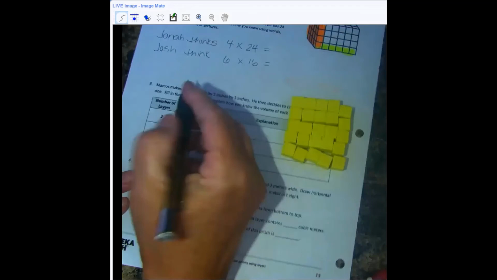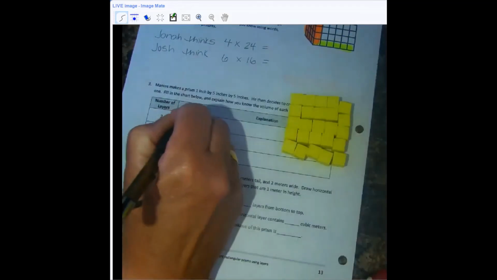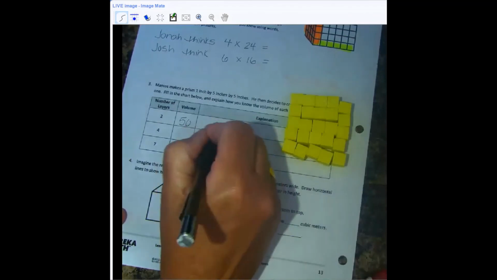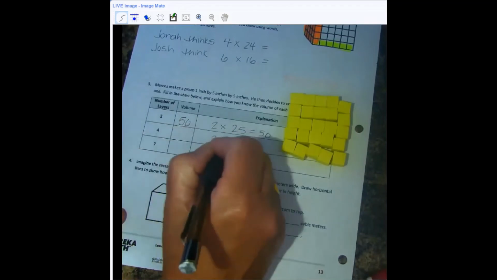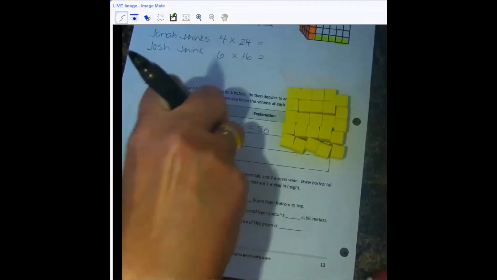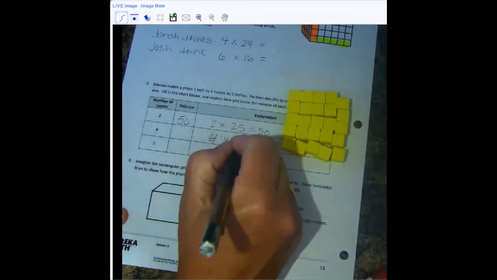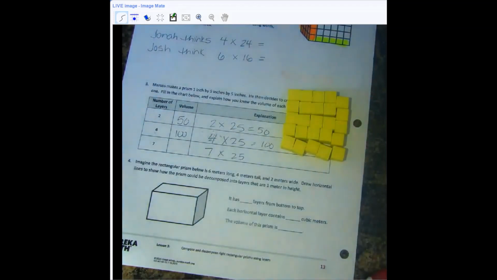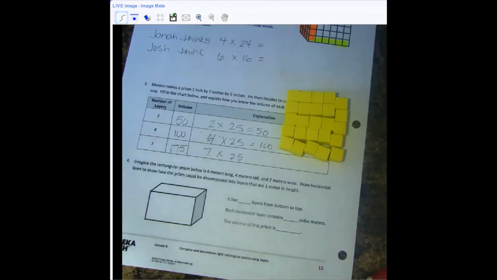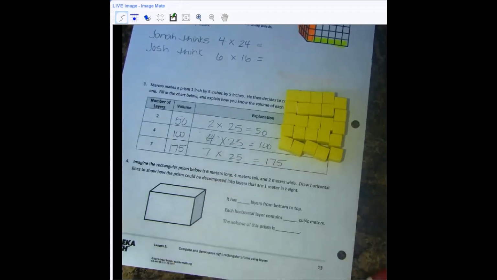So if the volume has 2 layers of 25, the volume is going to be 50. Okay, because 2 layers of 25 equals 50. If it's 4 layers, it's going to be 4 times 25, which will be 100. And then 7 layers times 25. Oh my goodness, that is going to be, let's see, 175. Okay, 8 layers would be up to 200, but we're not there yet. Okay, so it'll be 175.